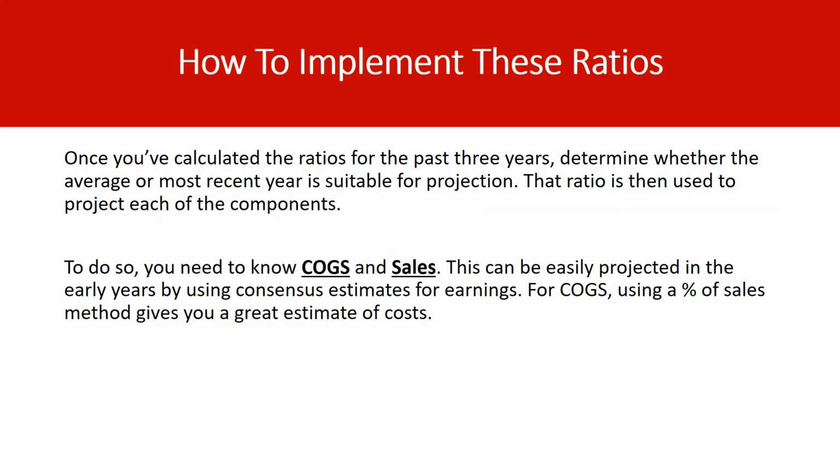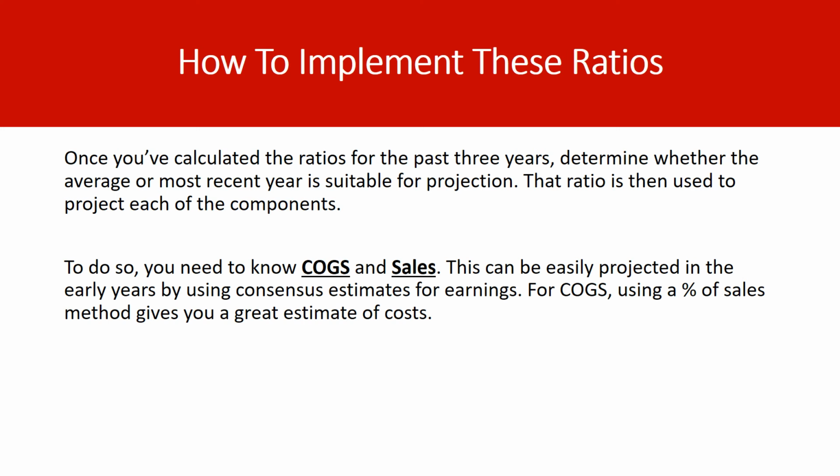Okay, so how do we implement these ratios? Once you've calculated the ratios for the past 3 years, determine whether the average or most recent year is suitable for projection. The ratio is then used to project each of the components. To do so, you need to know COGS and sales. This can be easily projected in the early years by using consensus estimates for earnings. For COGS, using a percentage of sales method gives you a great estimate of costs.